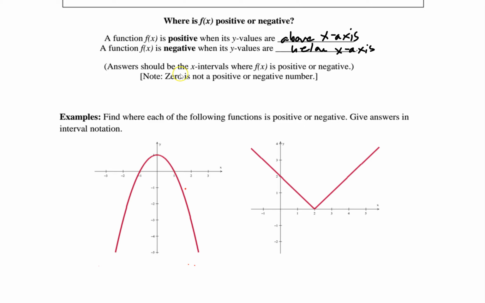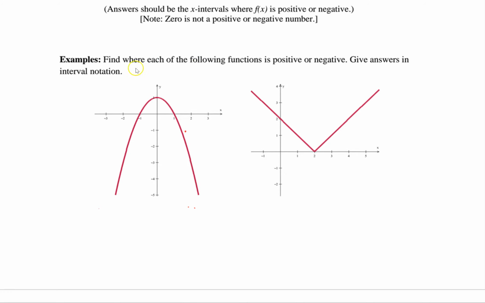By the way, I'm also interested in interval notation, right? So we're gonna do interval notation here. It's this following one. Find where each of the following functions is positive or negative. Give the answers in interval notation. So let's look at this first one here, right? Going left to right, we are below the x-axis. From here to -1, we're gonna be negative. So my function is negative from -infinity to -1.